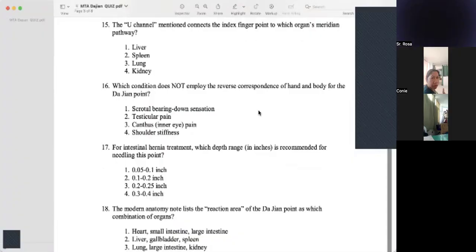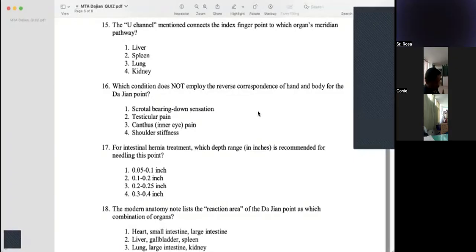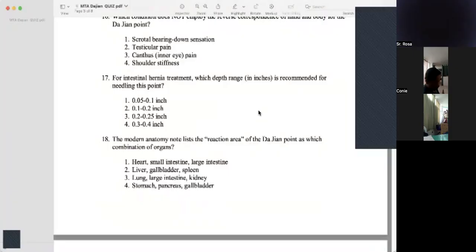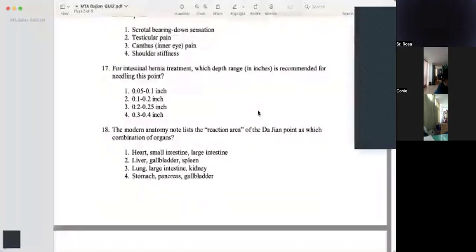Which condition does not employ the reverse correspondence of hand and body for the Dajian point? Shoulder stiffness. For intestinal hernia treatment, which depth range in inches is recommended for needling this point? Superficial or deeper? Deeper, di ba? Mas malalim. What's the answer?